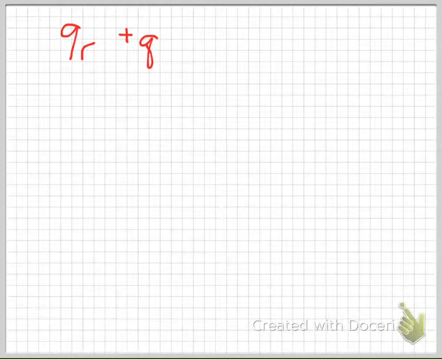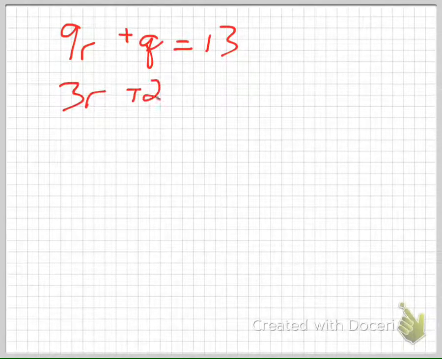Let's do another one. 9r plus q equals 13. Does the r and the q bother you? No. And 3r plus 2q equals negative 4. You have choices here as to what you're going to do. Agreed? Now, I want you to use multiplication, but you could choose 2 ways to do that.